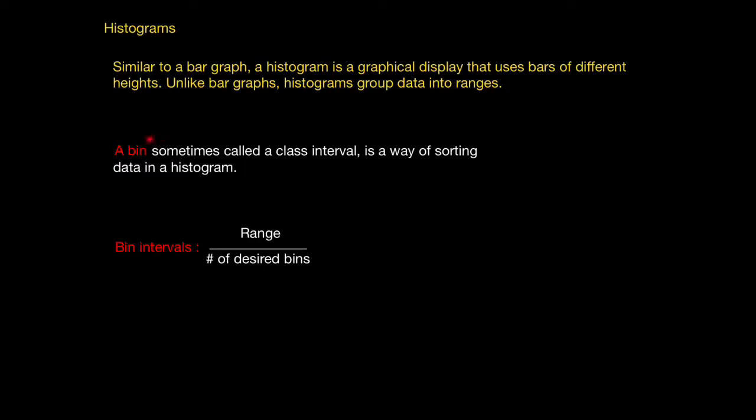And now we have something called a bin. So a bin, sometimes called a class interval, is a way of sorting data in a histogram. And to get the bins, you basically just get the range and divide it by the number of desired bins. So if you want to separate your data into 8 bins, then you get the range and divide it by 8. If you want to separate your data using 6 bins, then you just divide it by 6, etc., etc.